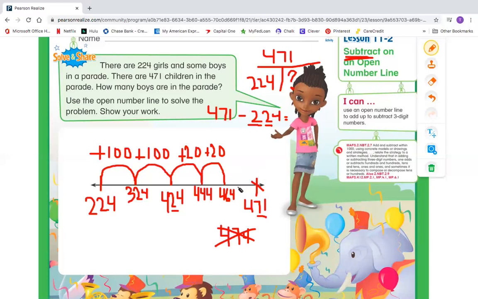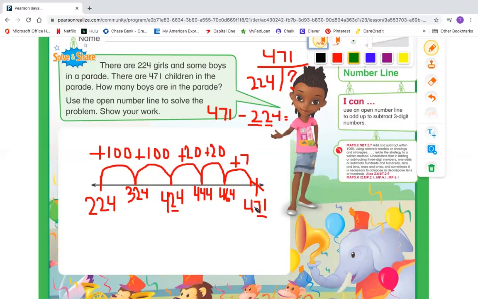So let's do that. 464, 65, 66, 67, 68, 69, 70, 71. So that was actually 7. So that is only 7 away. And now I'm at my number 471. But that's not my answer. My answer is not 471, because sometimes that's where you guys want to give me that answer. Your answer is not 471.